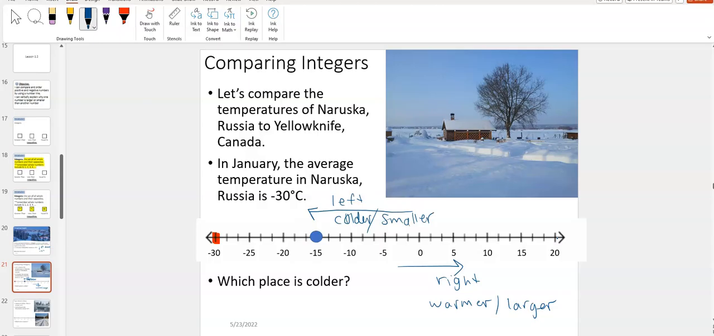So when we start to talk about these numbers and comparing them, we need to use words like that. So instead of just saying that negative 30 degrees is 15 degrees colder than negative 15, we would say something like it's 15 degrees farther left on the number line. It is farther away from 0 towards the left side than negative 15 is. So therefore it's colder. Okay, things like that.